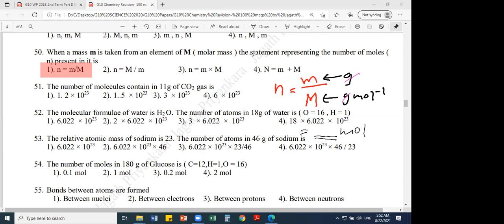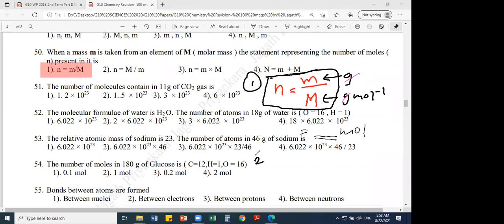Therefore, how to calculate number of moles? Mass divided by molar mass. Actually, there are several equations to calculate number of moles. If you can copy this down in your short notebook, this is one equation. The other equation is, you can calculate the number of moles using this also. I'll encircle this first equation.